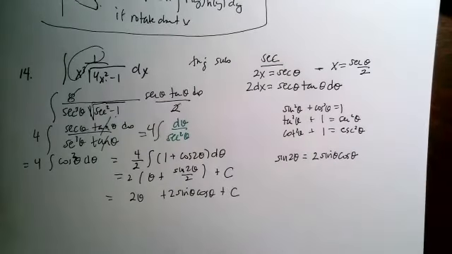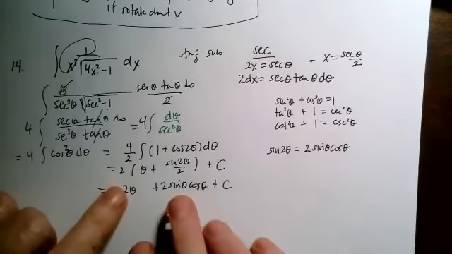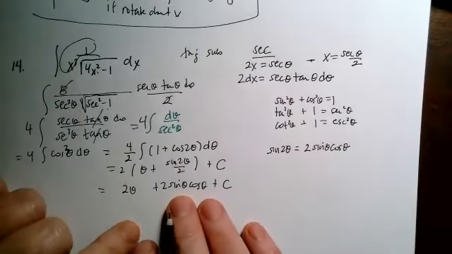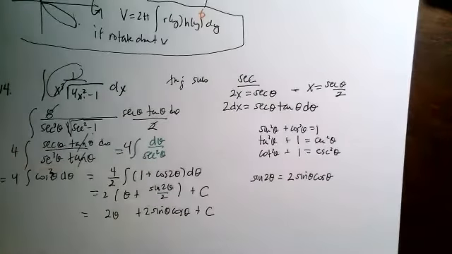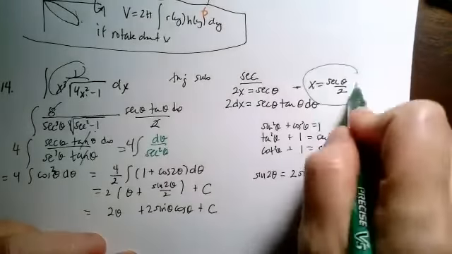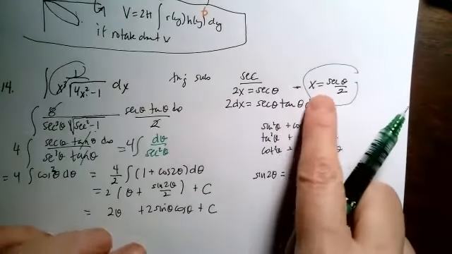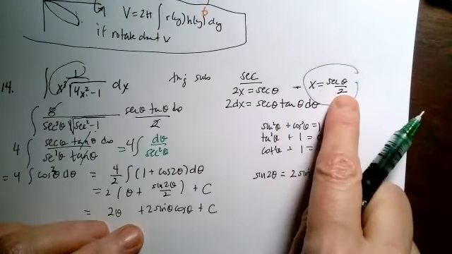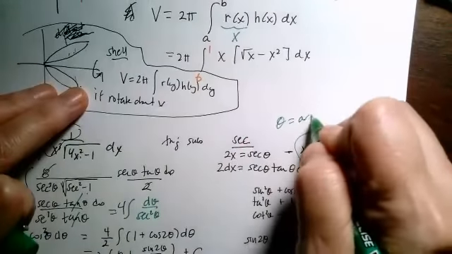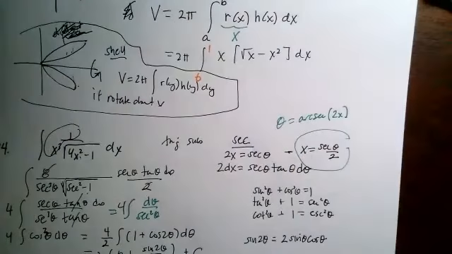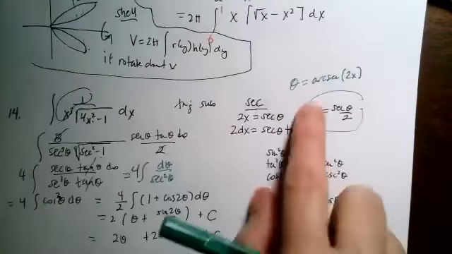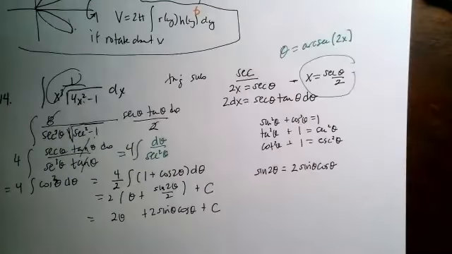All right. Now, we need to put this back in terms of x. So what do we do? First thing, what is x? So secant theta is 2x. That means that theta is the arcsecant of 2x. So that's going to give us this, and then we need to make a triangle.